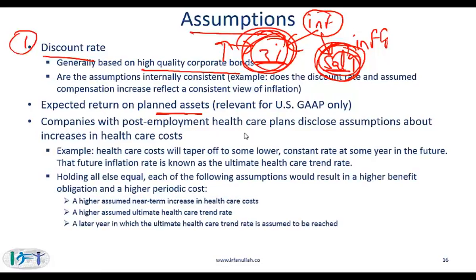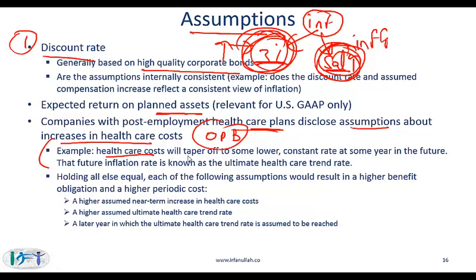Companies with post-employment healthcare plans disclose assumptions about increases in healthcare costs. This falls in the other post-employment benefits category. One of the most significant benefits other than regular pension is healthcare benefits. If you are committing to your employees that you are providing healthcare benefits, obviously you need to make an assumption about the cost of healthcare. Healthcare costs tend to go up quite a bit. So you then have to make an assumption about the rate at which healthcare costs go up. And that's the point made over here.